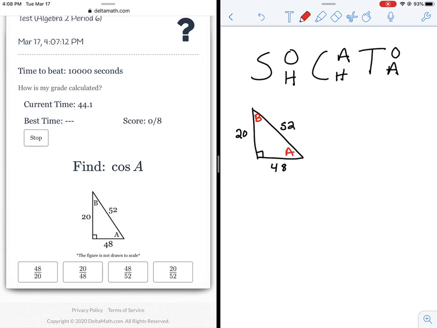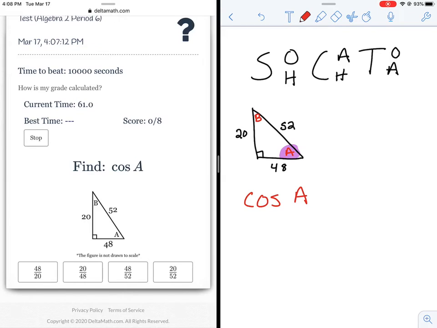Now, please make note that they're calling this angle B and this angle A. Depending on what angle you're looking at, sine, cosine, and tangent are different ratios because your opposite and adjacent sides kind of flip-flop. So they're asking me to find cosine of A. So this is the angle that I'm using to look from.